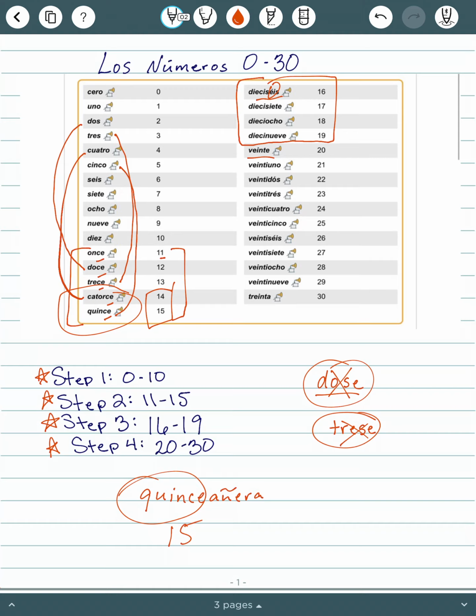So one more time with your steps. Step 1, 0 through 10. Step 2, 11 through 15. Step 3, 16 through 19. And step 4, 20 through 30. Now with 30, there is a whole different pattern, so don't try to do what we've already done with the 20s.